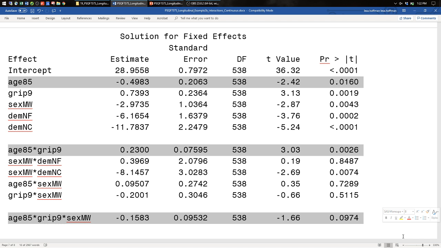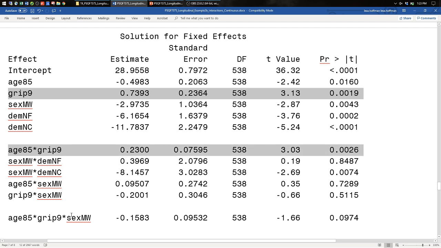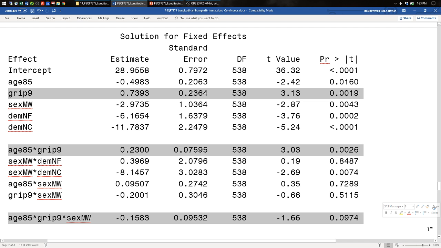So how would our words change if our simple main effect was grip 9 instead of age 85? What a great question. Let's do that. Let's start here. We'll still be talking about that. And then go here. All right. So grip 9, for every pound stronger you are, cognition is higher by 0.74 in 85-year-old men.